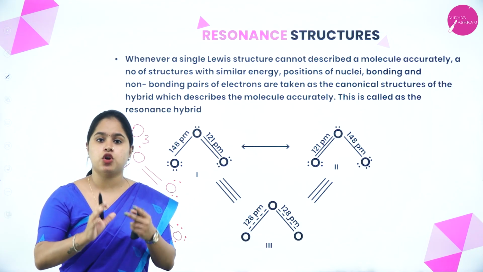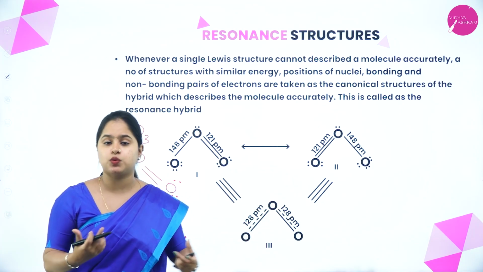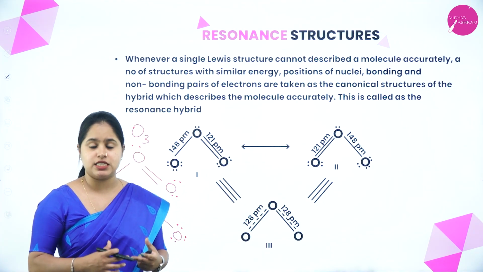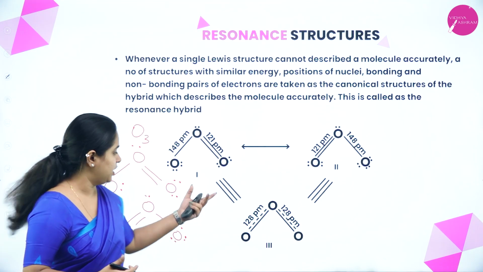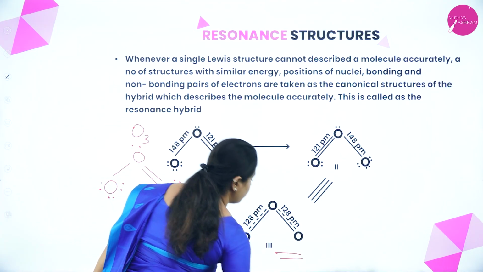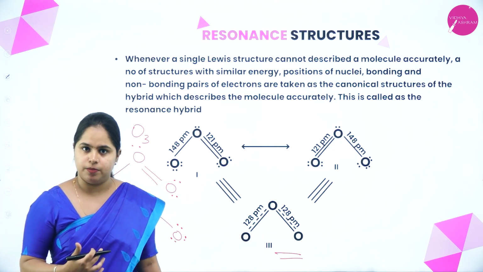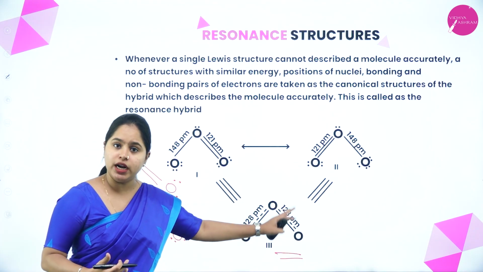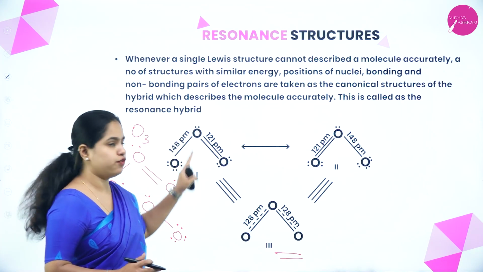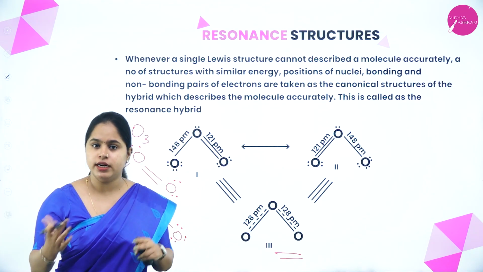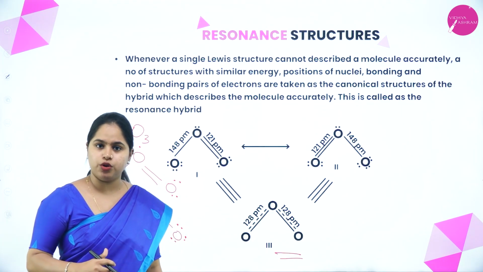So if I ask you to draw one single structure, which one would you draw? Is it this one or that one that is correct? In such cases, when more than one structure is possible for a single compound, we take the resonance of it. It is called a resonance structure or resonance hybrid. It has a bond length which is in between. It is neither 121 nor 148. It is not a single bond or a double bond. It has a bond length which is in between. So this is how you can represent it.